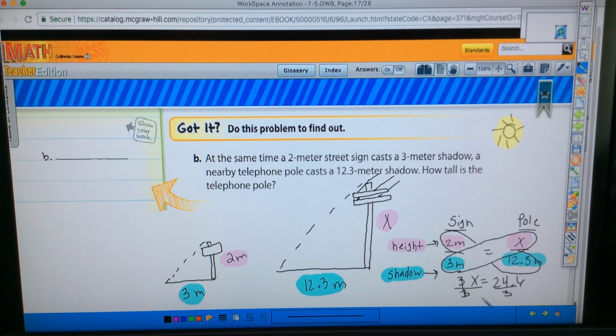X is equal to 8.2. 8.2 meters. Okay, so there's one more way that we're going to look at indirect measurement. So I'm going to go back to example 3.